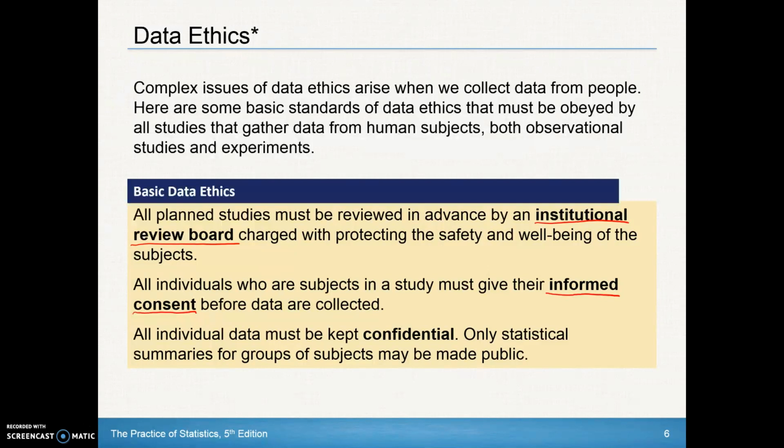All right. And then again, you must keep the data confidential. You wouldn't want the results to come out from a drug study and have information about a certain person and what may have happened to them. Again, we want to make sure we protect the privacy and the rights of individuals. So only the summaries for the groups may be made public. And keep absent the names.